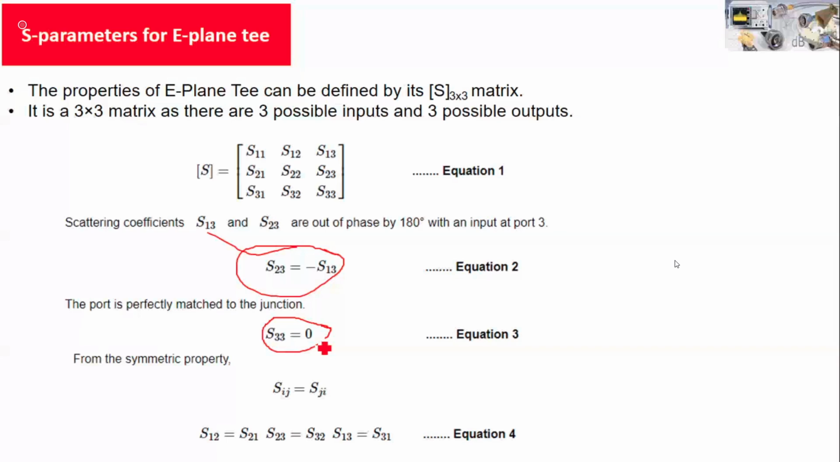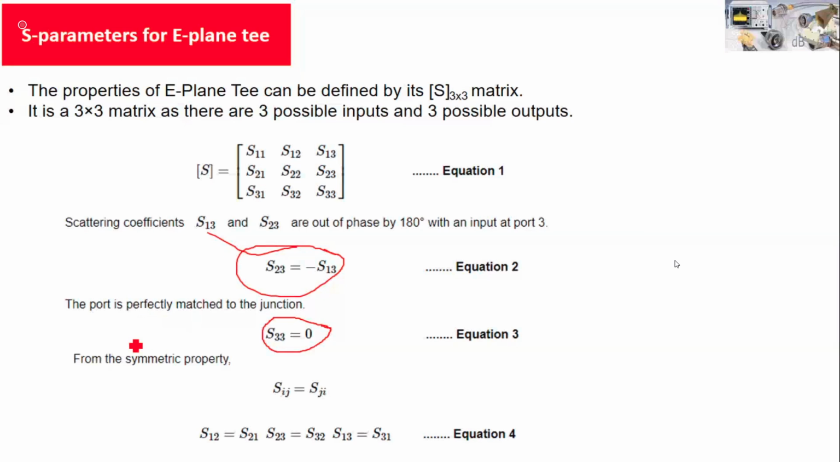Now we have to find the values of S11, S12, S13, all these parameters. Then you have to substitute here. Then by using those values, you can characterize the E plane T completely. So now coming to the calculation of values.